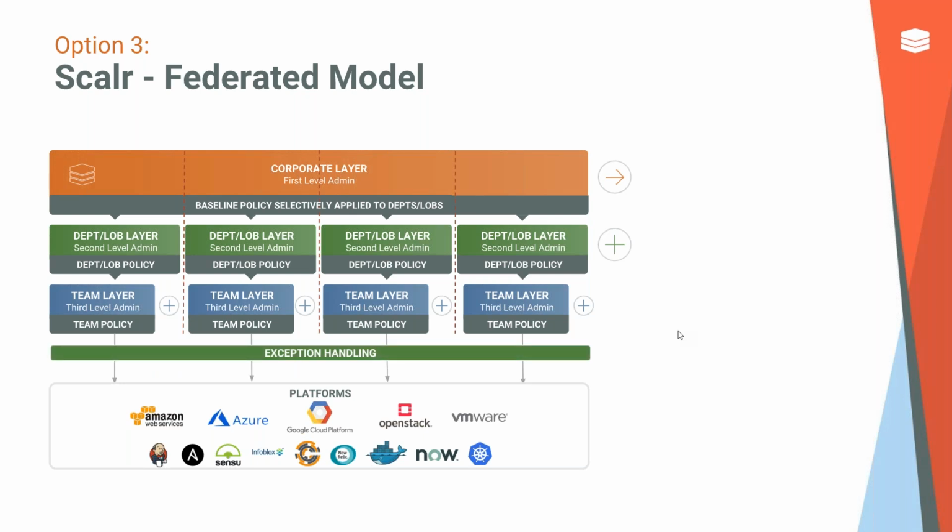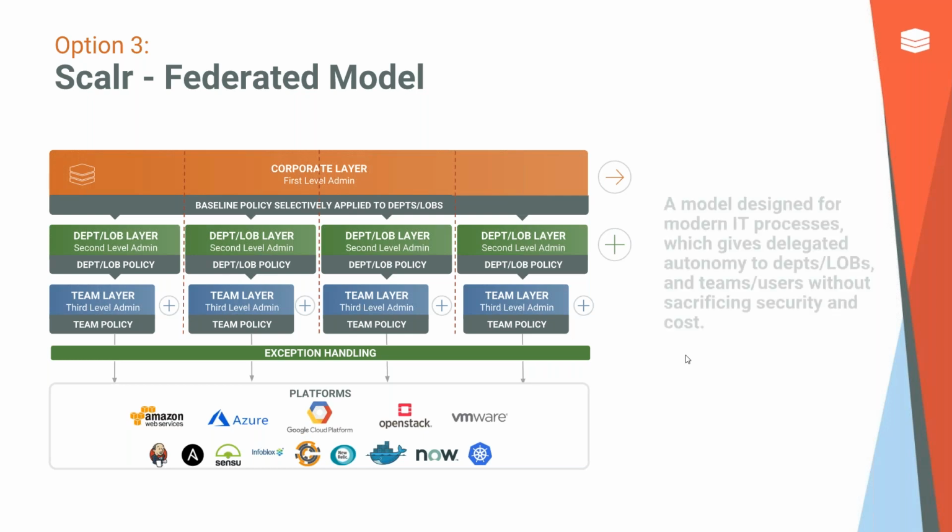So even if it's something as simple as Amazon introduces a new set of instance types and you want to make those available to everybody, you can set that at a certain level, and then that will be inherited by all subsequent layers of management. So this is a model designed for modern IT processes, which gives delegated autonomy to departments and lines of business without sacrificing security or cost, because you are establishing those guardrails.